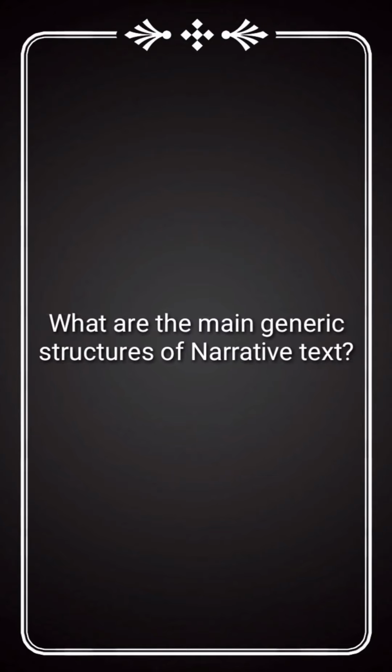What are the main generic structures of narrative text? Well, the main generic structure of the narrative text is first, orientation. The first paragraph presents the story, plot, or background, including where the story takes place, when the story happens, and who are involved in the story.